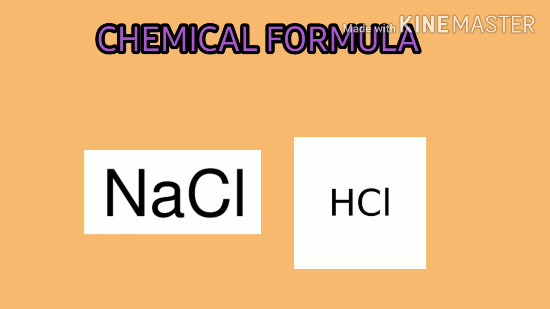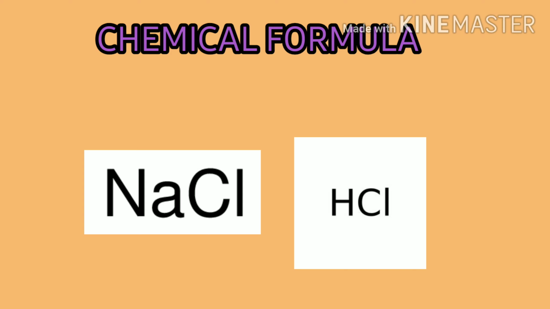Sodium chloride consists of sodium and chlorine. That means they are written using their symbols. The symbol of sodium is Na and of chlorine is Cl. So the formula of sodium chloride is NaCl. Like this, the formula of sodium is Na, potassium K.